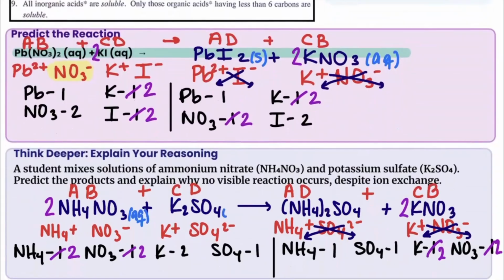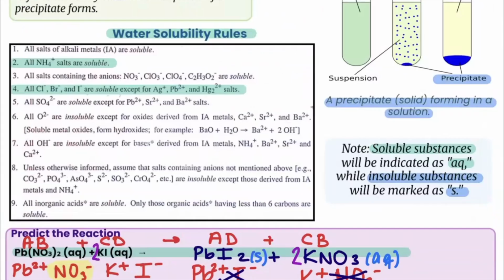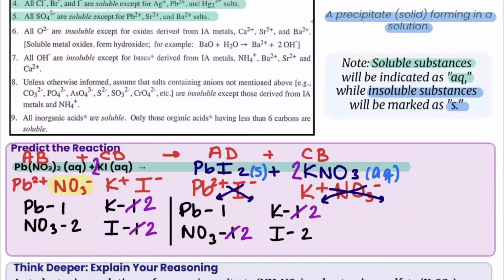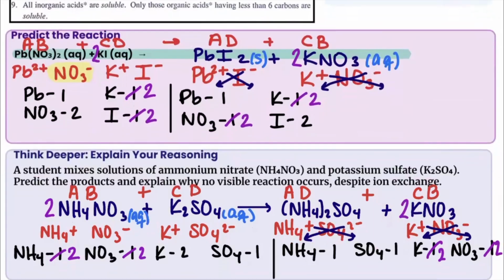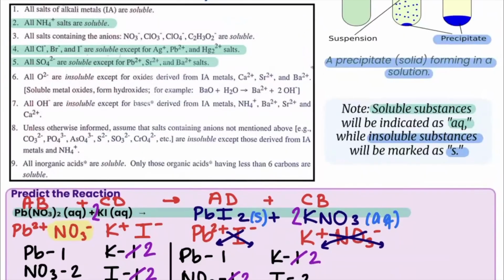Now the products. Ammonium sulfate. Well, this is just like rules 2 and 5, actually, right? All ammonium salts are soluble, and number 5 says that all sulfate ions are soluble, except with those 3 exceptions. And this is not one of those 3 exceptions, so guess what? It's aqueous. And the last product is our potassium nitrate. Rule number 3 again says that all salts containing the anions, like nitrate, are soluble. So we're going to write the aqueous symbol.